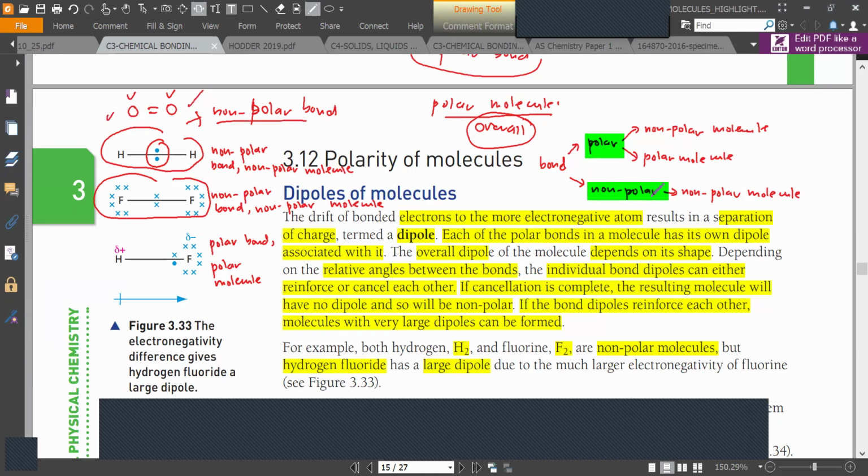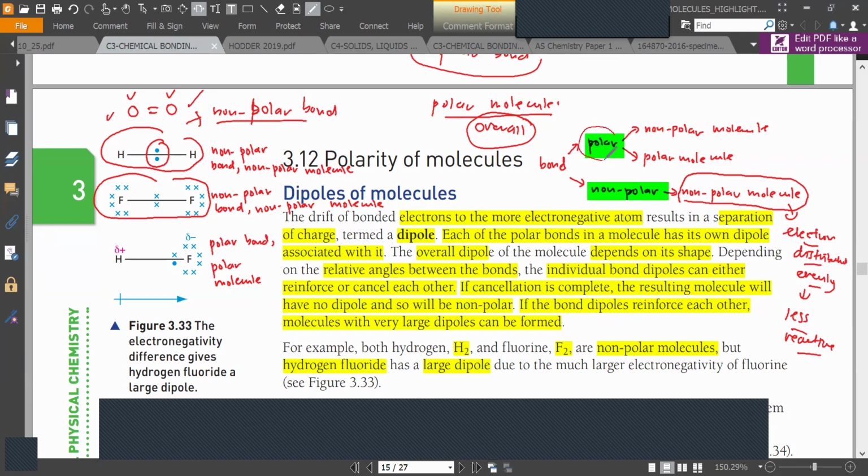A non-polar bond will always give us a non-polar molecule. So overall the molecule is non-polar. Non-polar means the electrons are distributed evenly. Electrons distributed evenly, non-polar molecule. Non-polar molecules are normally less reactive.